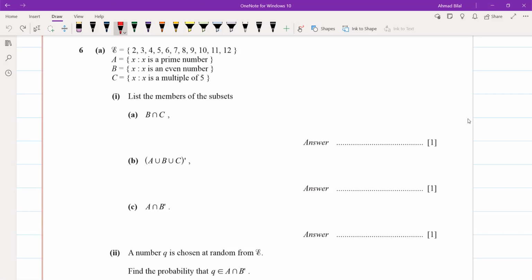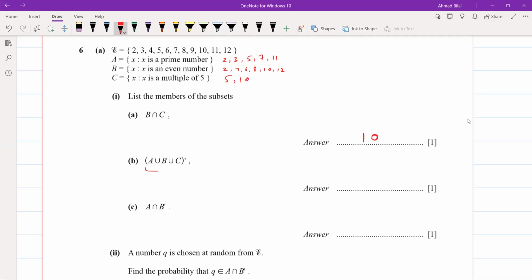So X is a prime number. Universal set के अंदर से कौन-कौन से prime numbers आ रहे हैं? 2, 3, 5, 7, 11. That's it. These are the 5 values there. So set B में क्या है? Even numbers. We have 2, 4, 6, 8, 10, 12. X is a multiple. C is a set in which we have multiples of 5, so that's 5 and 10. अच्छा, और क्या कह रहे हैं? B intersection C. B और C में क्या common है? Members आपने सब list करने हैं, so there's only 10 that is common. So we just write 10 there.